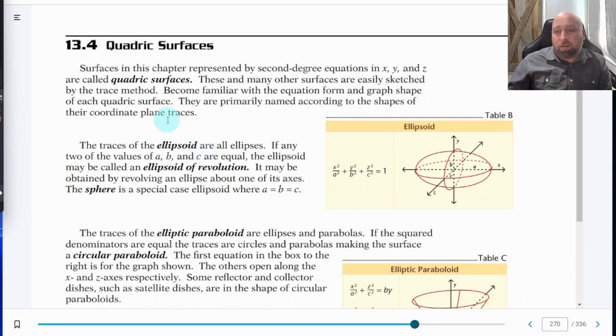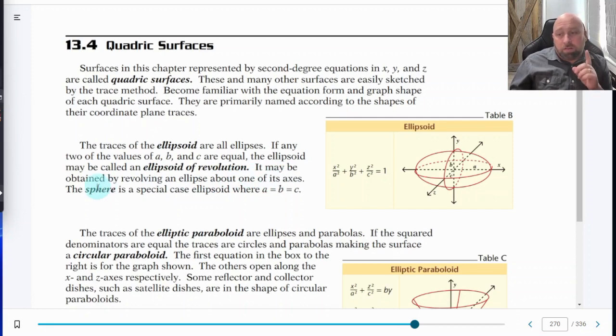All right, so let's go ahead and look through these different ones. The first one here, table B, is called the ellipsoid. An ellipsoid makes sense, right? We know what the ellipse is. So an ellipsoid is just the idea of two ellipses coming together and becoming one shape. The traces of the ellipsoid are all ellipses, so that should make sense again. If any two of the values a, b, and c are equal, the ellipsoid may be called an ellipsoid of revolution. It may be obtained by revolving the ellipse about its axis.